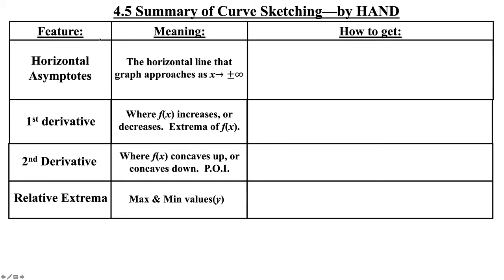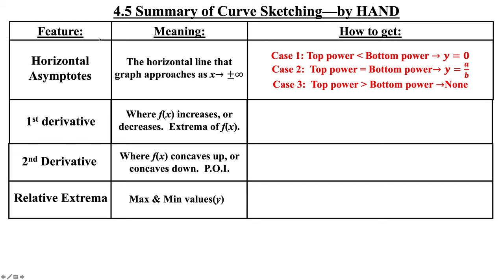Horizontal asymptote, we talked about this in the beginning of this semester. It's a horizontal line that graphs approach as x approaches positive or negative infinity. We had three cases. If the top power was less than the bottom power, your y would equal 0 for your horizontal asymptote. Case two is that the top power was equal to the bottom power, then your y equals that leading coefficient ratio, a over b. In case three, if the top power is greater than the bottom power, there was no horizontal asymptote. This is where we probably would have to go find a slant asymptote.